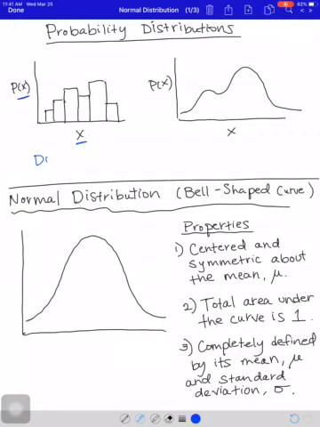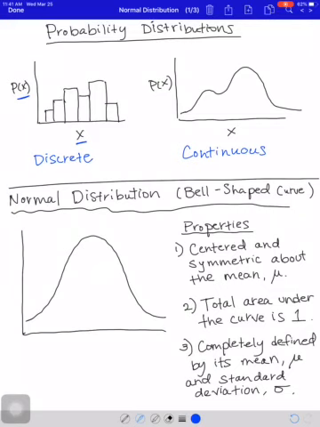In the case of a discrete random variable, our probability distribution looks like a histogram. And in the case of a continuous random variable, our probability distribution looks like a smooth curve. And so one special type of continuous probability distribution, the one that probably comes up the most in applications, is what's called the normal distribution, also referred to as the bell-shaped curve because it has a bell shape.